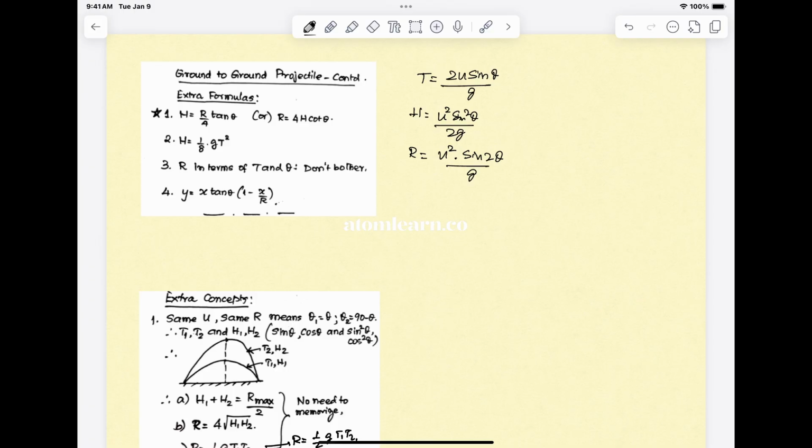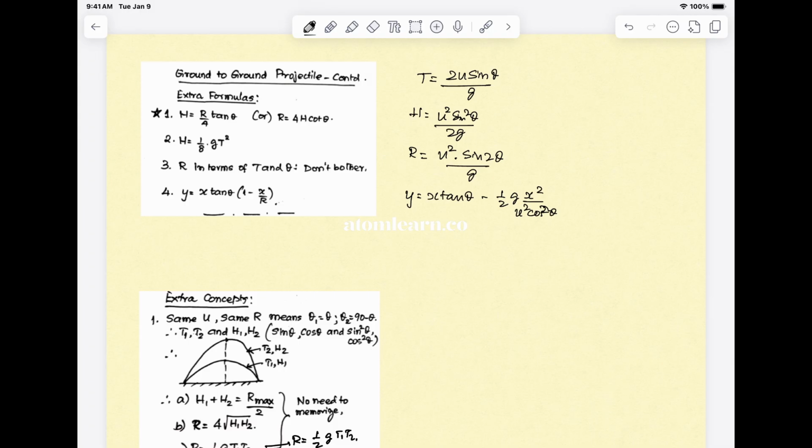And of course the projectile curve, or the path of the projectile, the equation of the parabola, is given by y equals x tan theta minus half g x squared divided by u squared cos squared theta. So these are the four standard formulas which we learnt in the last class.